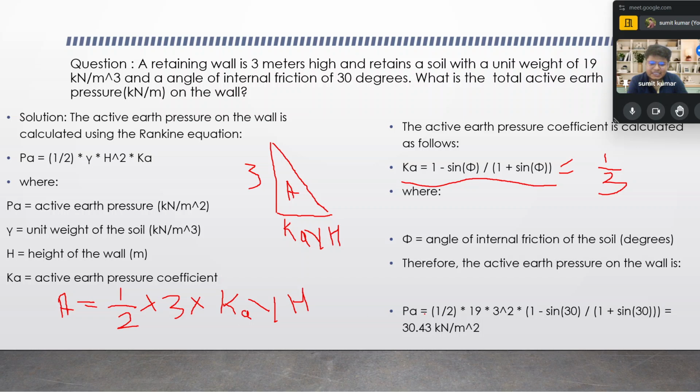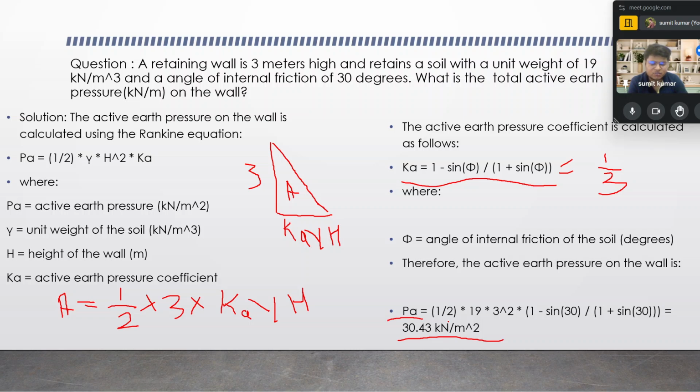Now we have calculated the K. Over here you can see the calculation of P is already done: 1 by 2 into gamma is 19 and the height H is 3, multiplied by the coefficient of earth pressure K, that is 1 minus sine phi by 1 plus sine phi. When we do the calculation, the value is 30.43 kilonewton per meter for the given problem. I think things will be clear because we have already solved the advanced problem in the previous class.